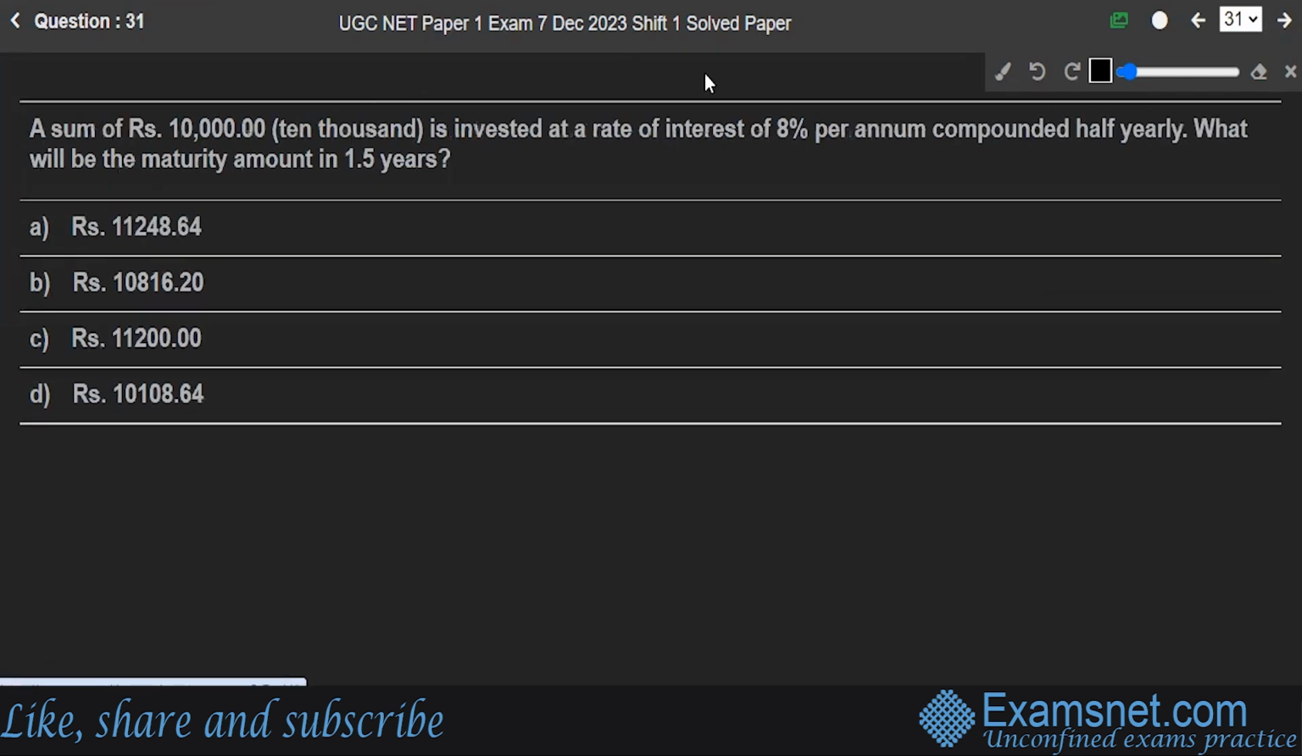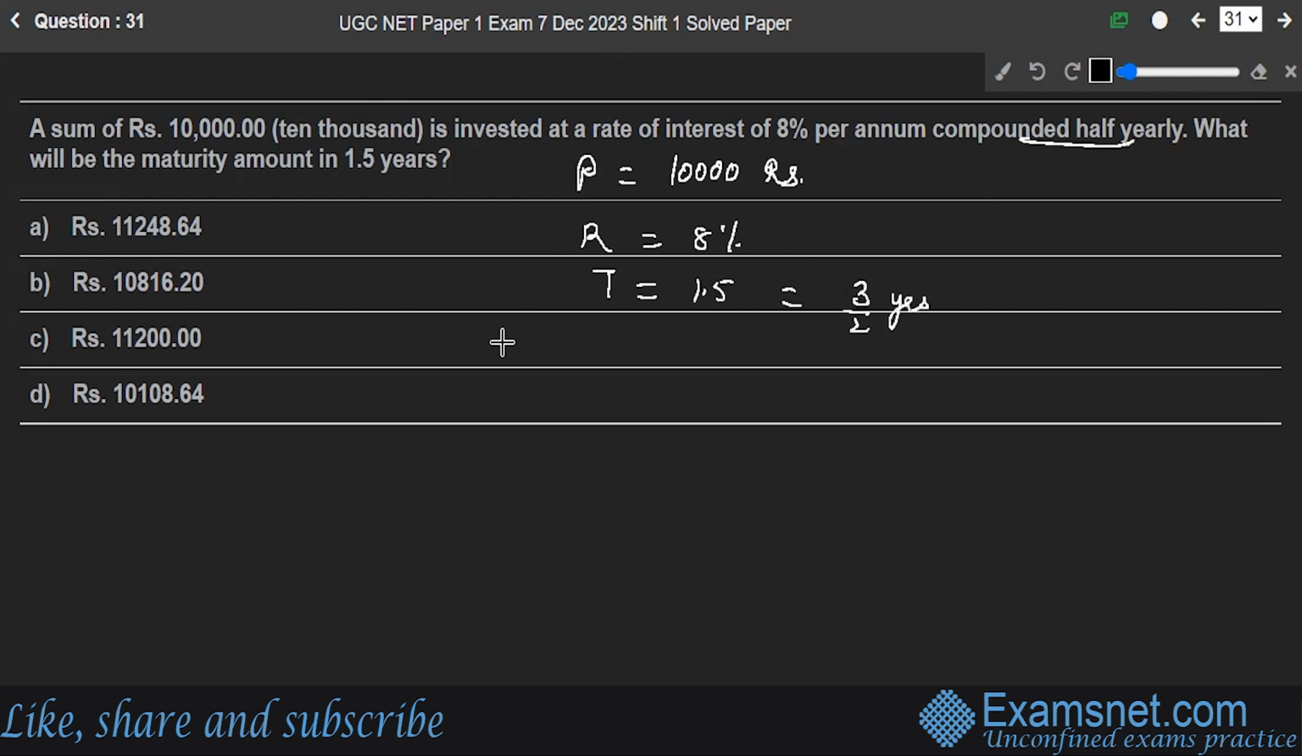Next is question number 31. It's a mathematical question. The sum of 10,000 is invested at the rate of interest 8% per annum compounded half yearly. What will be the maturity amount in 1.5 years? So let's write down. First of all, the principal is given to you. It's 10,000 rupees. The rate is 8%. Time is 1.5, that is equal to 3 by 2 years. Also, it's compounded half yearly.